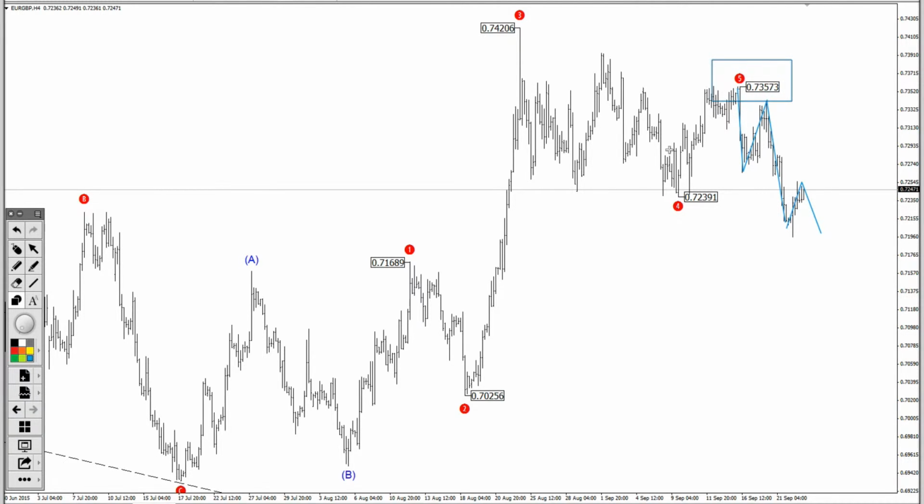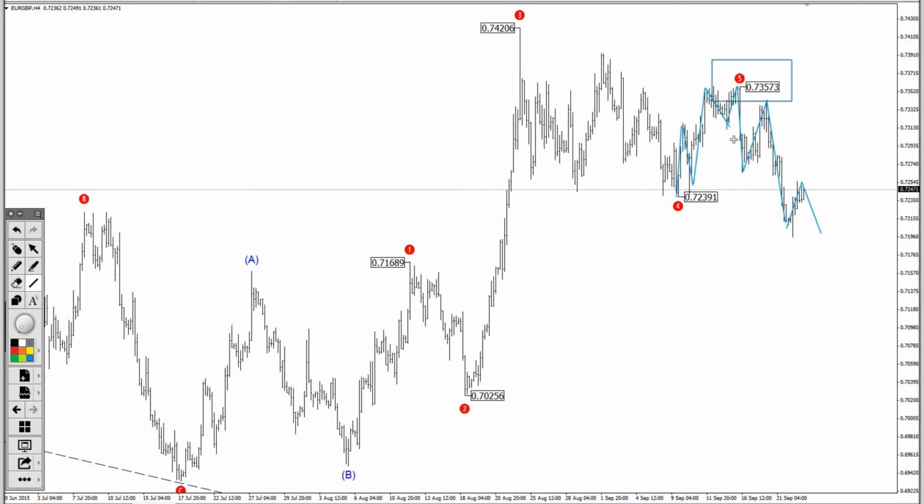0.7357, and well, it's a slightly messy structure, but we can make out a 5-wave structure here. Maybe we can draw it here. So this would be the truncated 5th wave ending at 0.73573, and now we can see 4 waves down, and one more wave down is expected before a larger correction can take place.